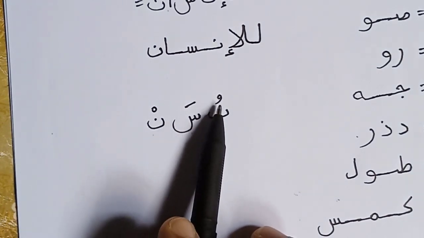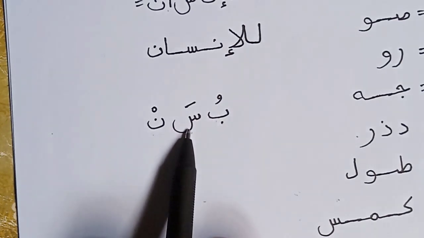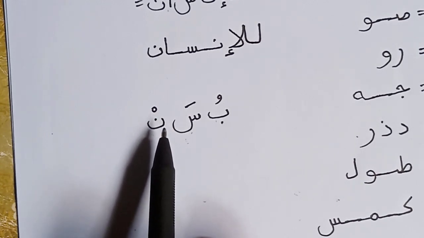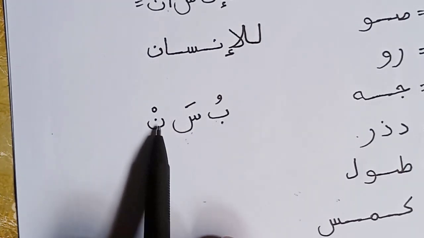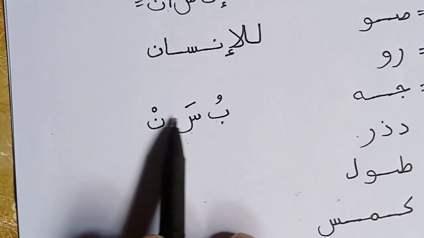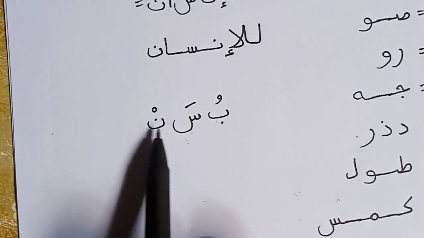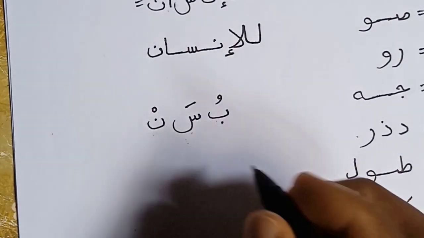For instance, this ba with this dhamma is pronounced as bu, then this with the fatha is pronounced as sa, while the nun and the sukun is pronounced as the sound that comes from the nose. So in order to join this together, they will be merged with the sound and give us another look. So just as we have sa, bu, sa, busan. Okay, there you have it.